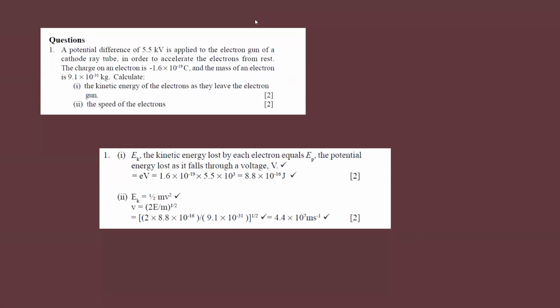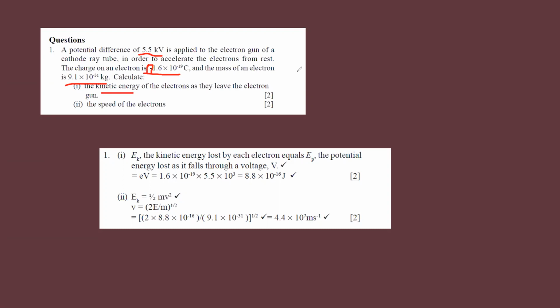Now this question is also related to the electric field. A potential difference of 5.5 kilovolt is applied to an electron gun. What is the purpose of the electron gun? The purpose of the electron gun is to accelerate or provide energy to the electron so that it can move, in a CRO or cathode ray tube, accelerating the electron from rest. The charge of the electron is 1.6 exponent -19 in magnitude, and the negative shows the nature of the charge. The mass of the electron is 9.1 exponent -31.